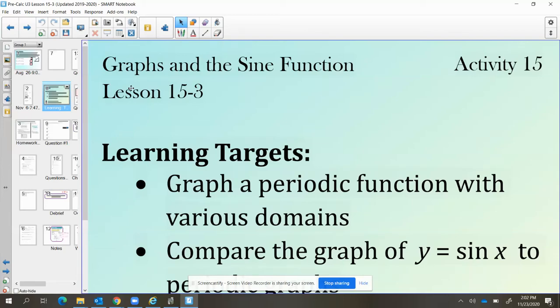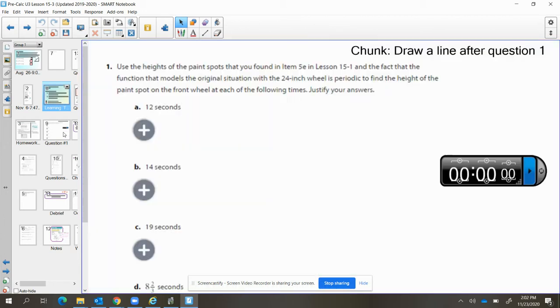Everyone, and welcome back to Activity 15. We are on the last part of this activity, and that's starting on page 208. And we're going back to talking about, again, our periodic functions.